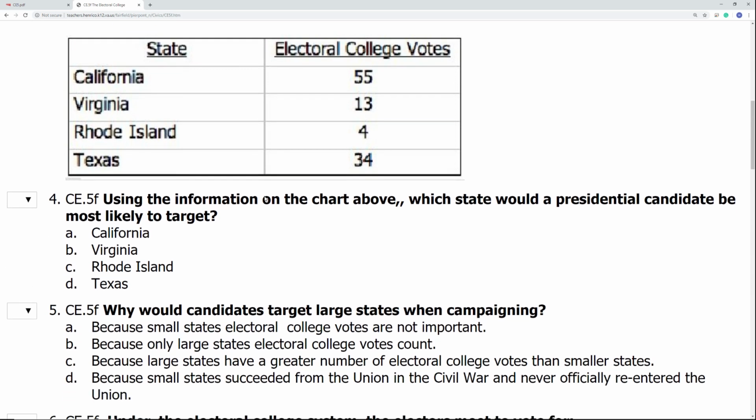All right, number four is kind of a joke. So looking at the chart, which state would you go after if you were trying to win? If you miss this, I don't know what to tell you. You can answer number five too while we're sitting here. The correct answer is California, because it has the most electoral college votes.